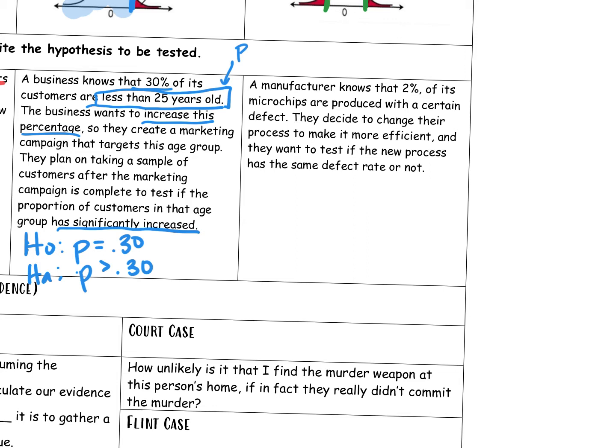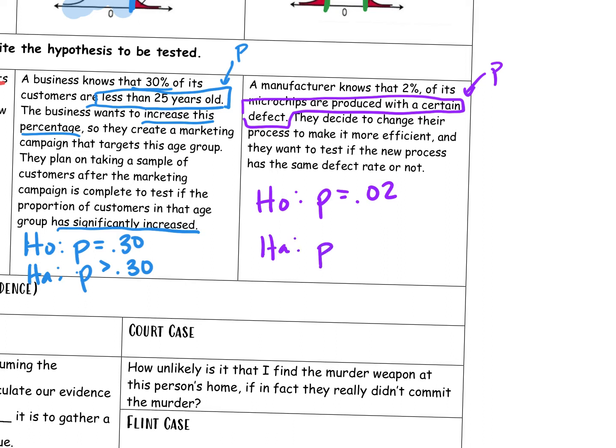So in this particular problem, we know that the parameter is the proportion of microchips that are produced with a certain defect. Here's your P, the true proportion of microchips that are produced with a certain defect. They want to make it more efficient. And again, we know more efficient wants to be smaller, but we don't know if that's actually going to happen. We just want to know if it's different than 0.02. So your null, H0, always equal: P is equal to 0.02, the initial claim. HA: because I don't know the direction here, I'm going to go not equal to 0.02.